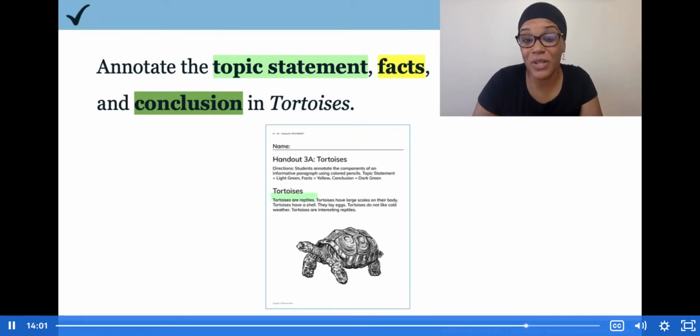Did you highlight tortoises are reptiles as the topic statement in your handout? Now, which facts support or tell us more about the topic? I want you to put your finger under the first fact you find. Now, I want you to underline the fact or facts with a yellow crayon or colored pencil.